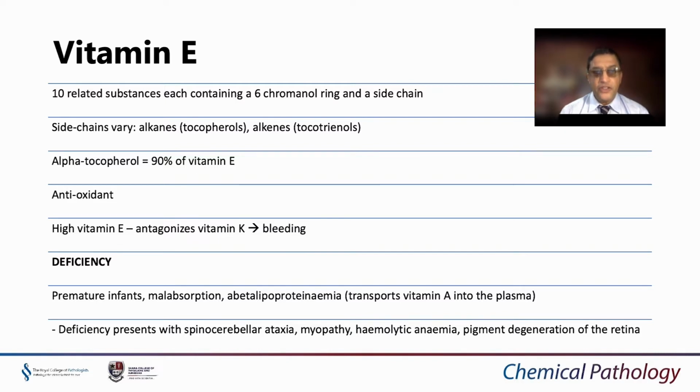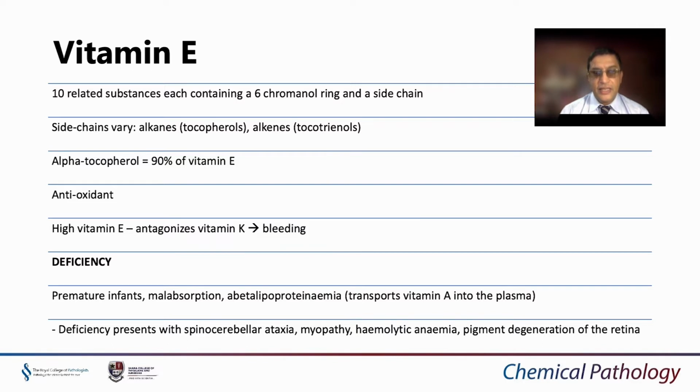The major function of vitamin E is its antioxidant action. It also, at high vitamin E doses, is able to antagonize vitamin K, causing a bleeding diathesis. Doses of vitamin E therefore need to be carefully considered during supplementation.